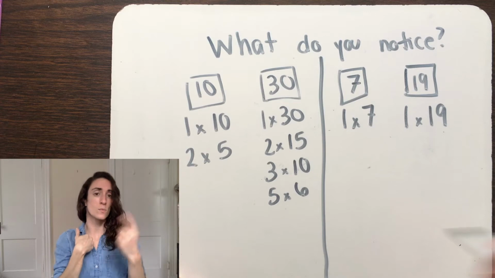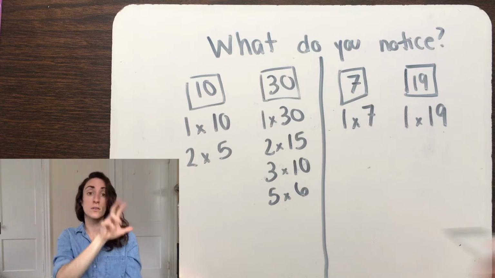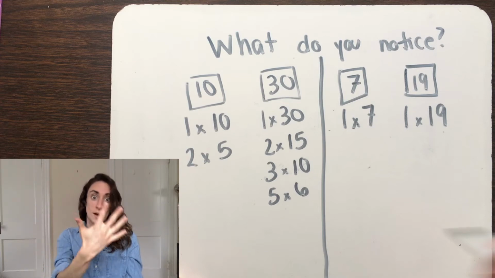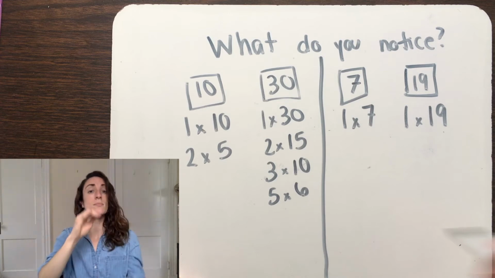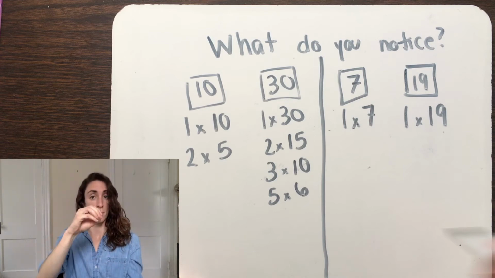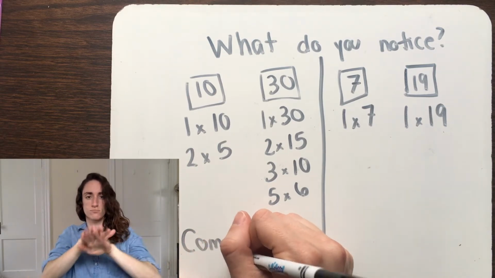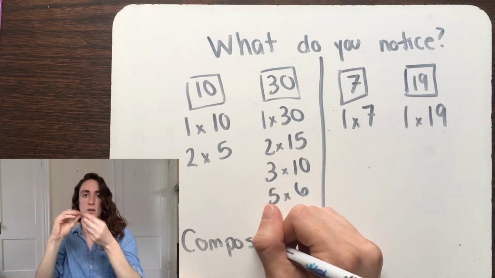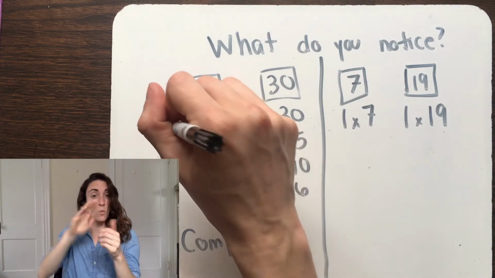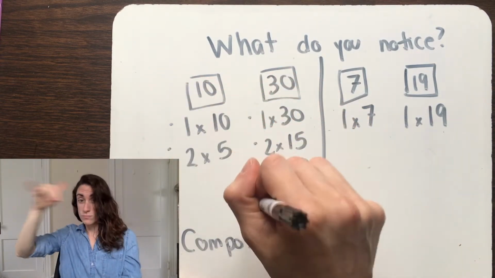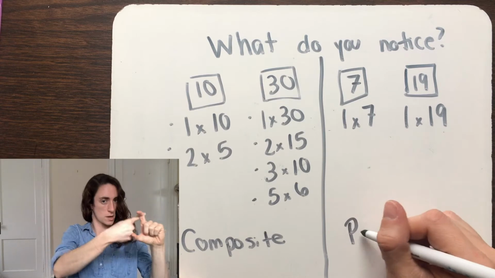On the other hand, 10 and 30 have several factors in addition to 1 and themselves. 10 has factors 1, 2, 5, and 10, and 30 has factors 1, 2, 3, 5, 6, 10, 15, and 30. Numbers like that, with multiple factors beyond 1 and itself, are called composite. This distinction between prime and composite numbers is a really important one to understand for this concept.